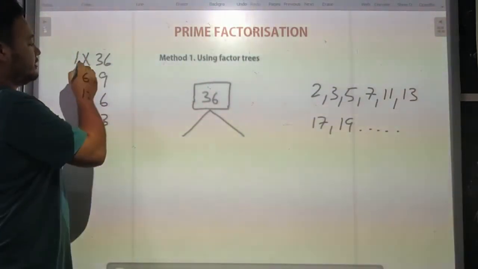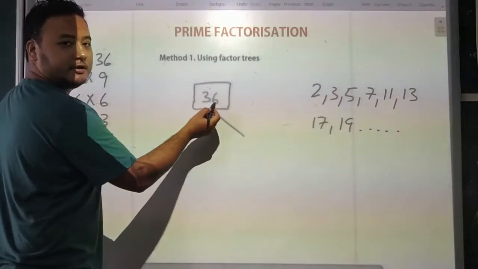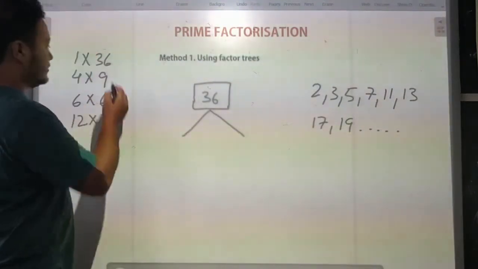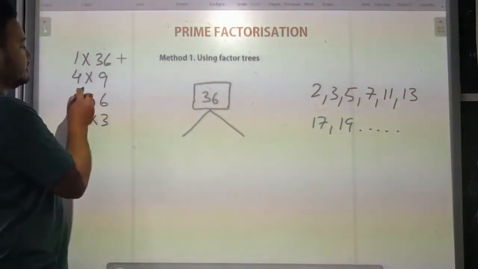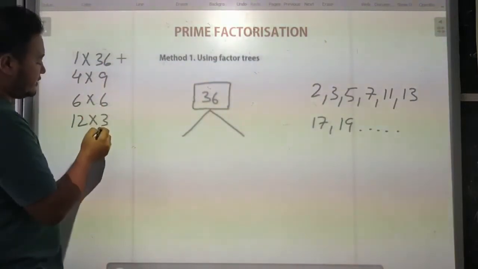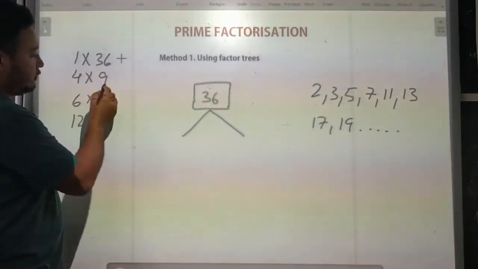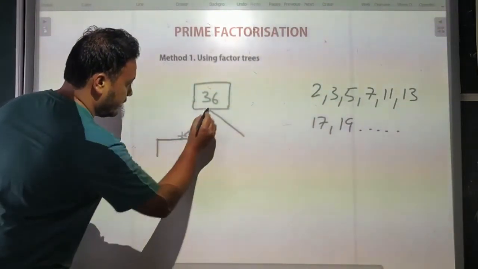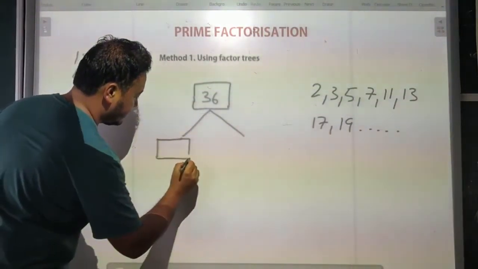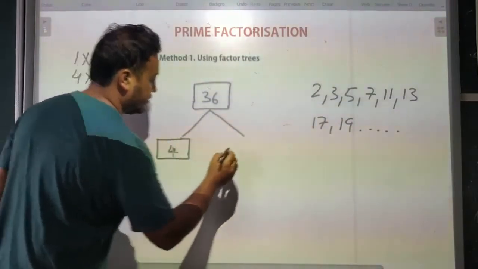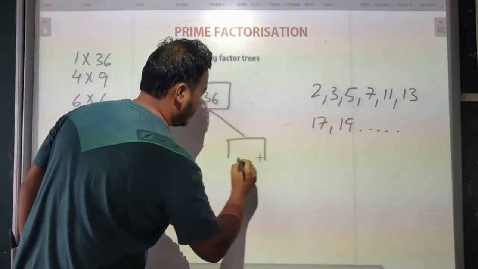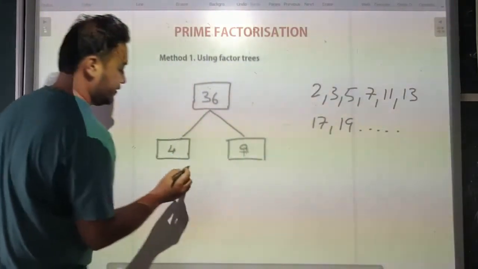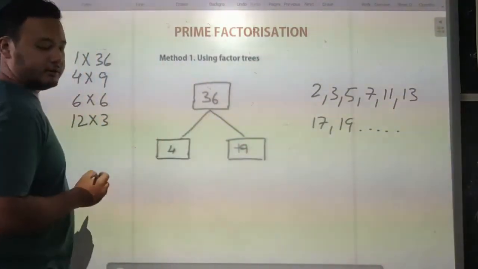Okay, so you can use any of these combinations. Okay, any of these pairs. We're not going to use 36 into 1 because it's going to give me the same result here. Okay? It's not going to help us. So we're not going to use this. We will use any of these other three. So let's use 4 into 9. Okay, so I'm just going to make branches. Okay, and I'm just going to write 4 and 9. So this means that 4 into 9 gives 36.